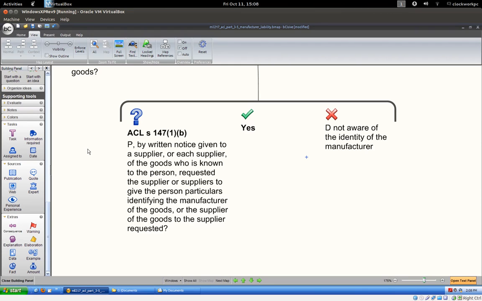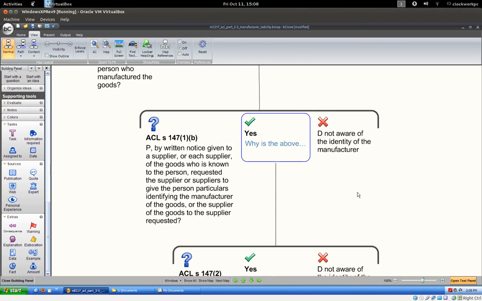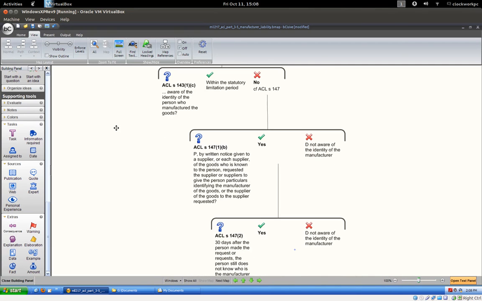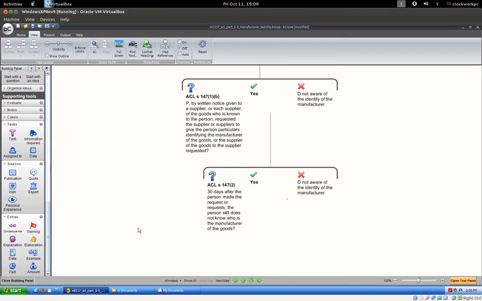So if you don't know who made it, but you know whom you bought it from, you write to the person that you bought it from and ask that person to supply the details so that you can follow the chain of supply back to the manufacturer. And if you fail to do that, then it's held that you don't satisfy 143 subsection 1 subsection C, and so you can't proceed with your cause of action.